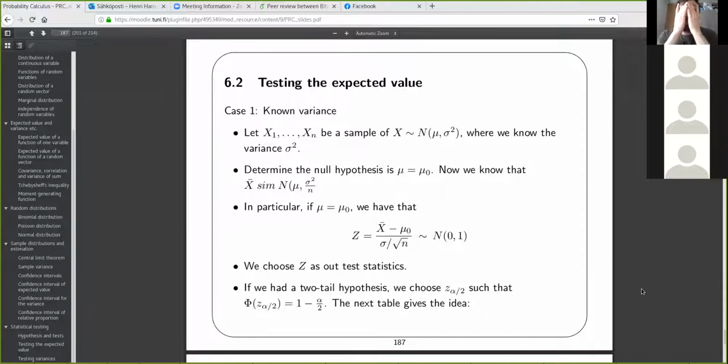So let's say that we have a sample of a normally distributed variable where we know the variance. We don't know necessarily the expected value. And let's say that the null hypothesis is that this expected value is some mu0.